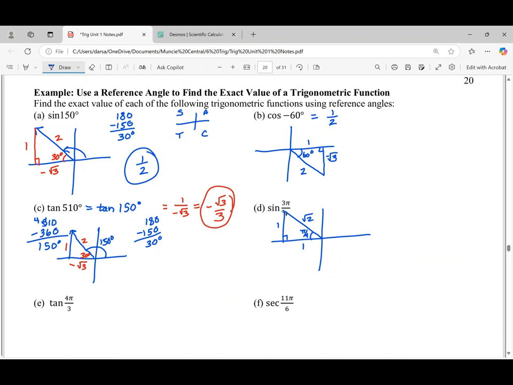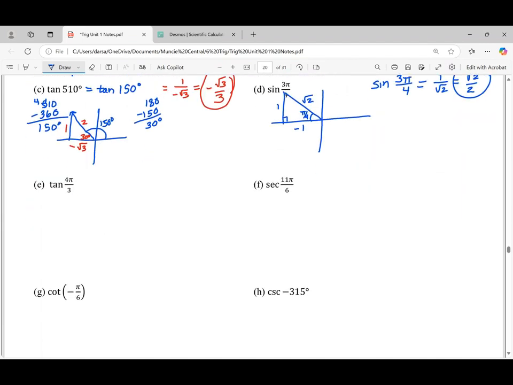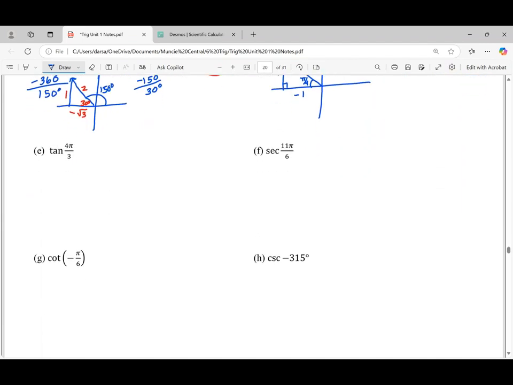Going up is positive, so this one will be positive, but going left is negative, so this one will be negative. Now we want to find the sine of that reference angle. Well, what is the sine? So opposite over hypotenuse. That's 1 over square root of 2. Rationalize it, square root of 2 over 2. It's positive, but again, sine is positive in the second quadrant. This is what we were supposed to have. All right, 2 more, and then we will jump to a different video.